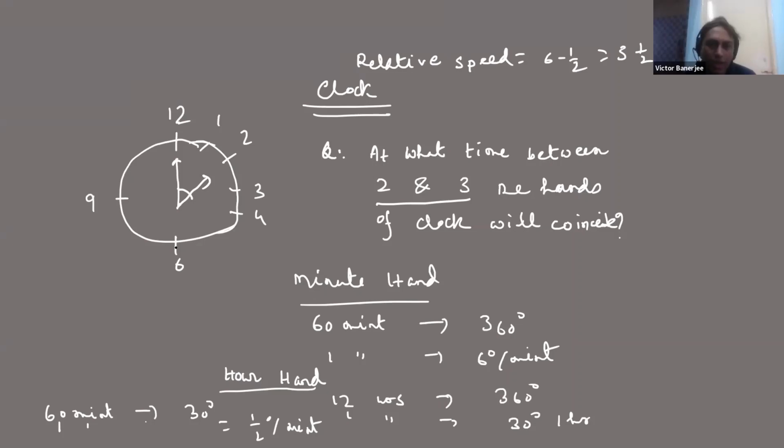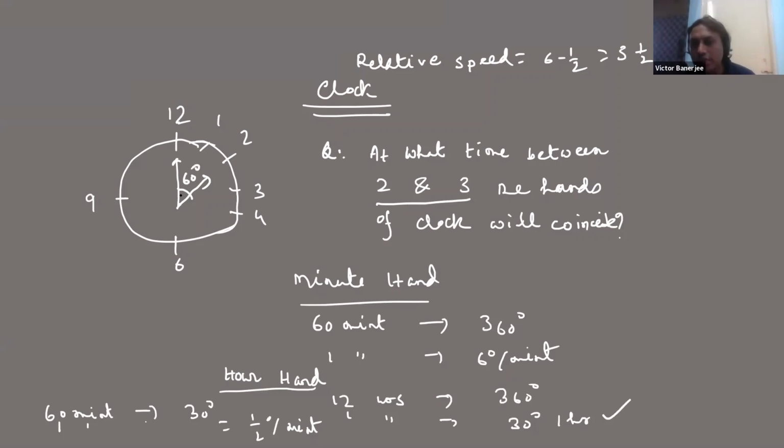Why 30? 1 hour equals 30 degrees, right? Every hour equals 30 degrees. So 2 o'clock, 2 hours, that will be 60 degrees, correct? So basically the minute hand is behind the hour hand by 60 degrees, or it is lagging behind the hour hand by 60 degrees.